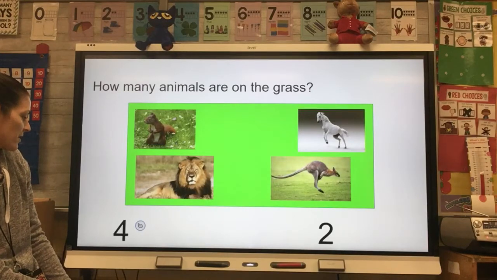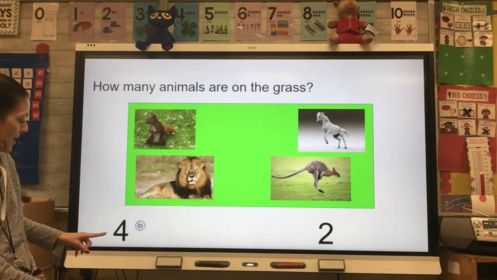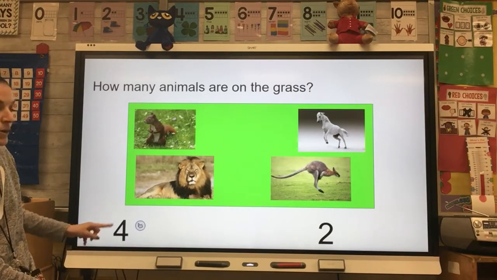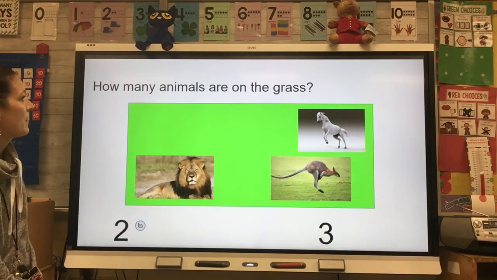Point to the one that you think is 4. I hope you picked this one. This is how old almost all of you are. 4.